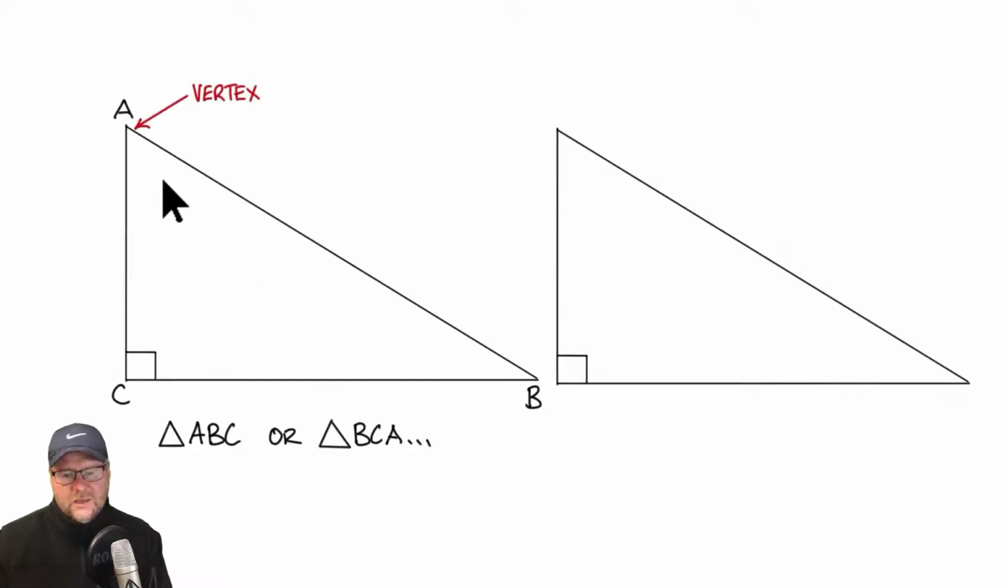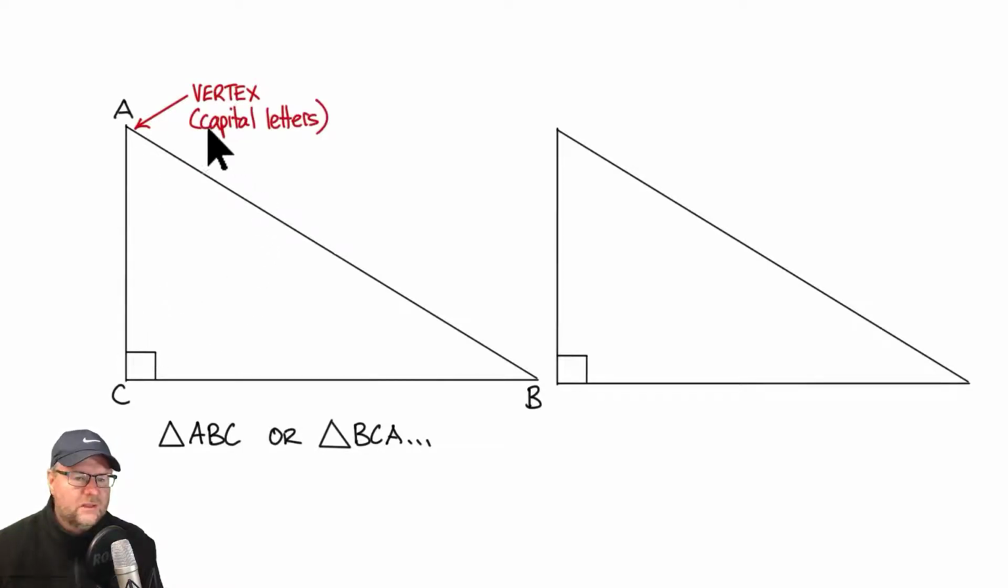Now, the pointy bits are actually called a vertex. Each one of these is called a vertex. The plural is vertices. The pointy bit of a triangle is called the vertex. So with triangles, we always use capital letters to represent a vertex. You'll see this is a capital A, B, and C. But on the sides, we use little letters, and we use the letter that is the opposite vertex.